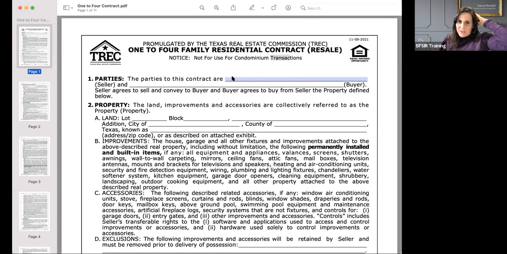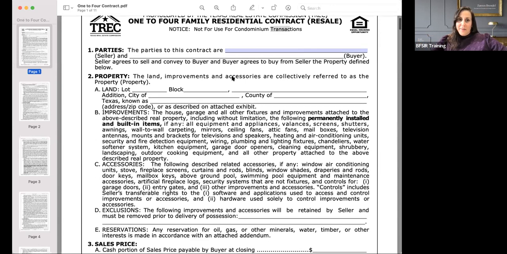I had a very experienced agent reach out to me this week asking, what do I write here? And I said, just for the listing agreement, just use this. But when it comes to the contract, you absolutely have to have it right. So check with the title company.